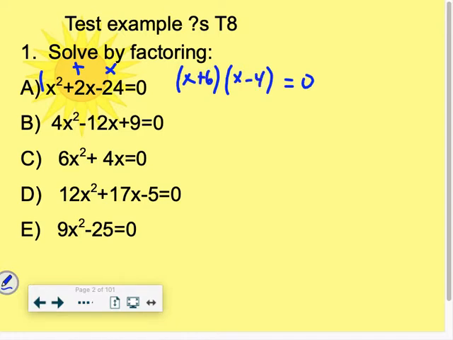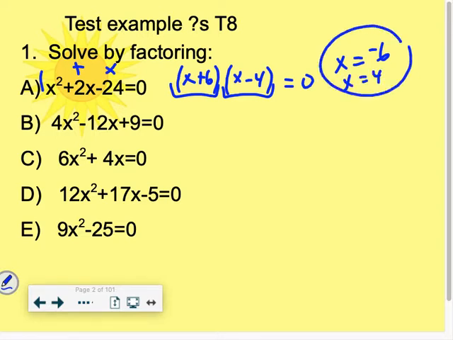So positive 6 and negative 4 are what go in the factors, but don't confuse factors with solutions. The solutions are the values that make each factor equal to 0. So negative 6 makes the first factor 0, and positive 4 makes the second one 0. And you can check these by plugging them in. If you take 4 squared plus 2 times 4 minus 24, you will get 0. 16 plus 8 minus 24 is 0.